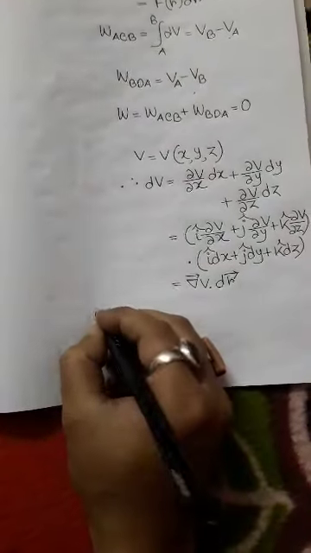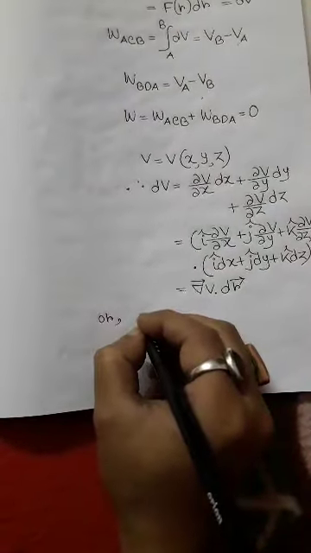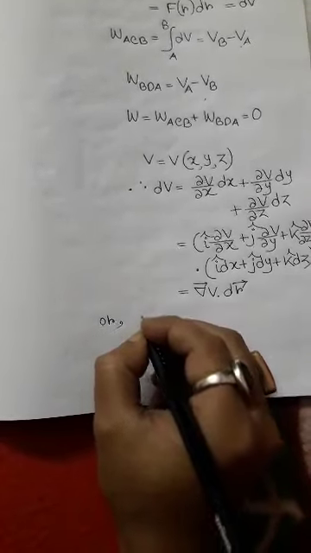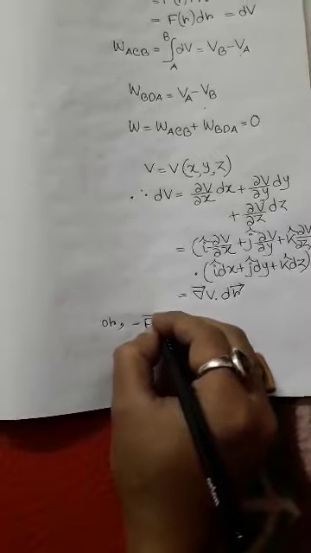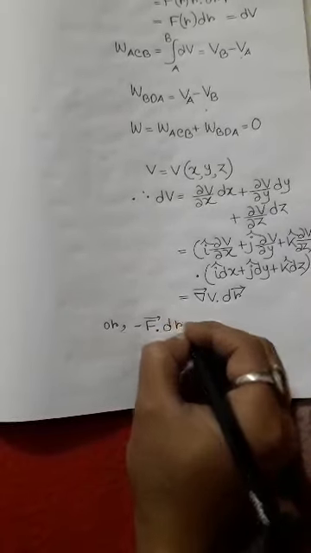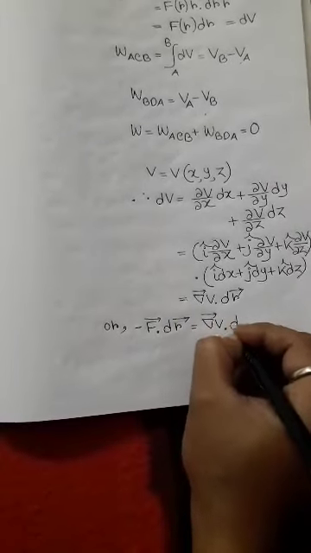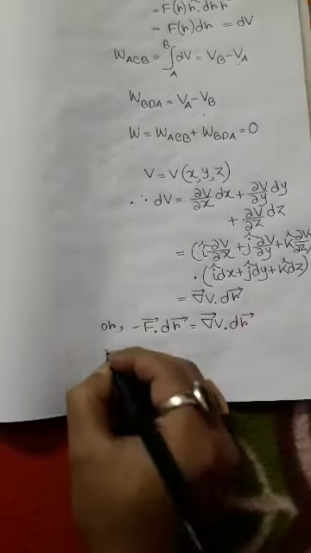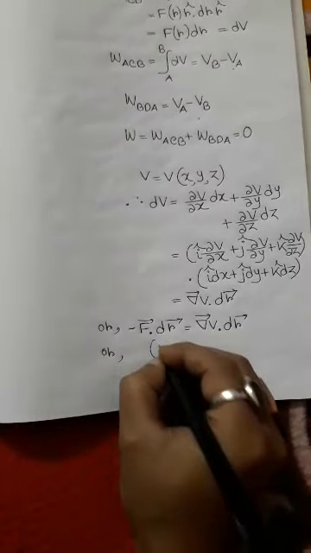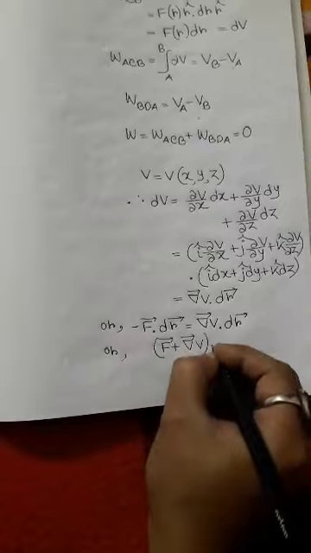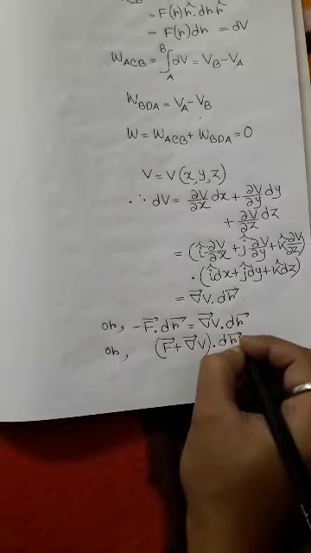Now another thing, that again we know that gradient of potential is a measure of force. That means F equals to minus dV/dr. So from this we can write dV equals to minus F dr, that is F dot dr. So this can be written in this way. This is equal to this. Now simplifying, we get (F + ∇V) dot dr, this is equal to 0.